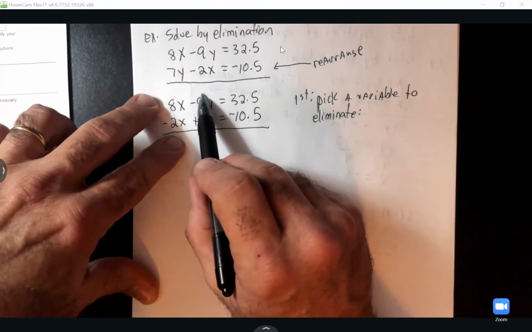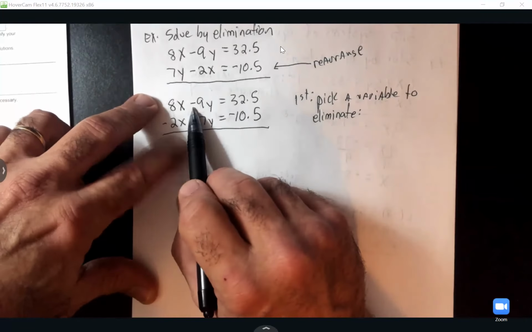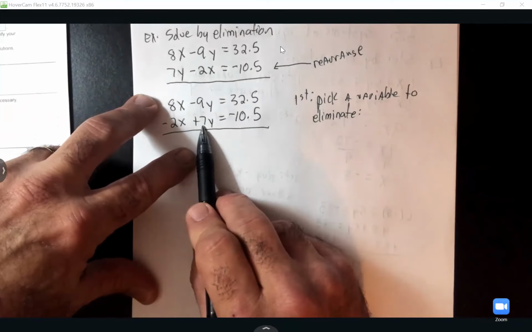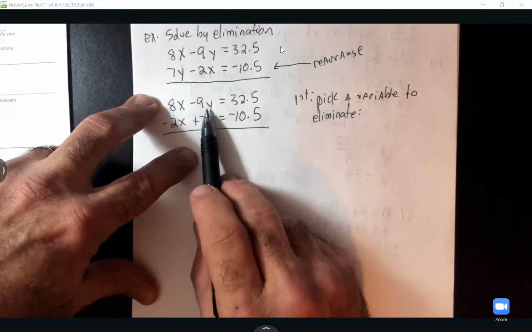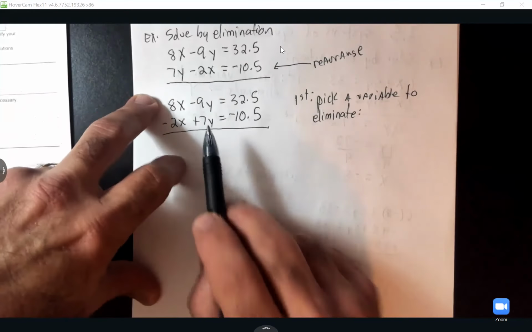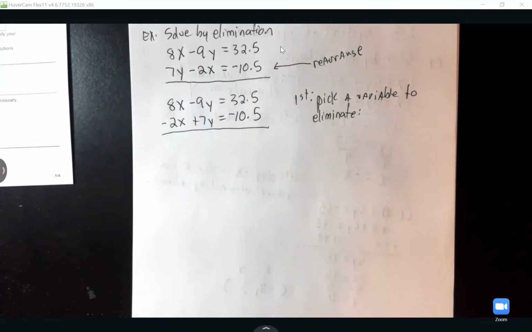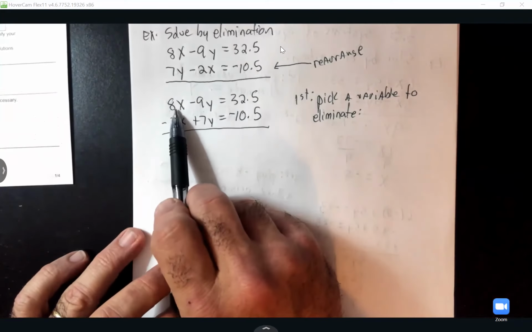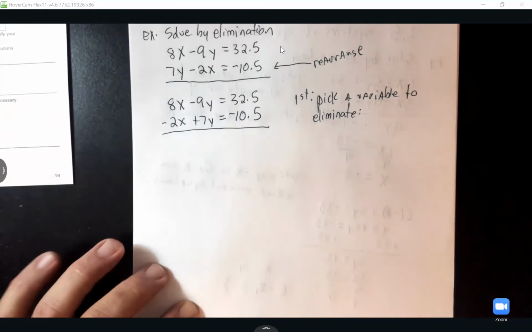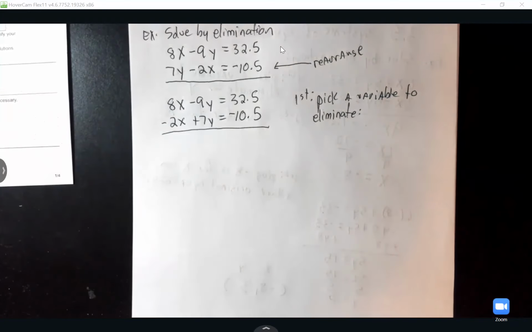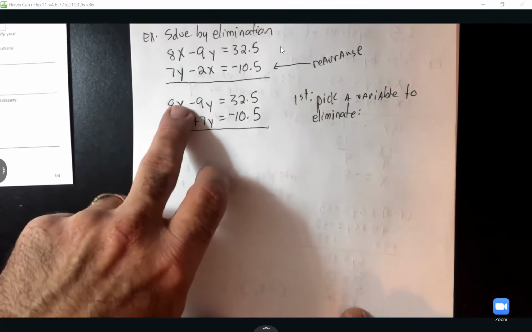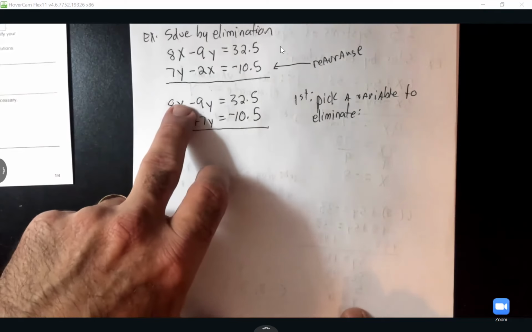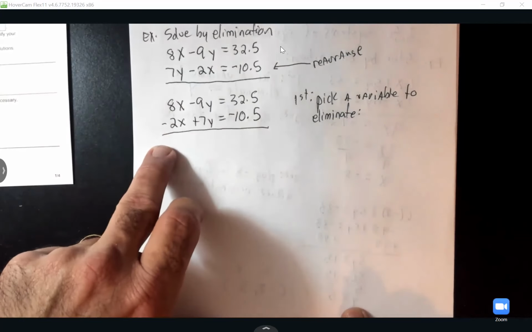You would have to multiply this whole row by 7 to make that a negative 63, and multiply this whole row by 9 to make that a positive 63. So we would have to change both of these equations to eliminate that y. But look at these x's. You got an 8 here and a negative 2. Would I have to change both of these rows? Can't I multiply this negative 2 by something that would give me negative 8? Then that negative 8, when you add it to that 8, would eliminate those x's, right?